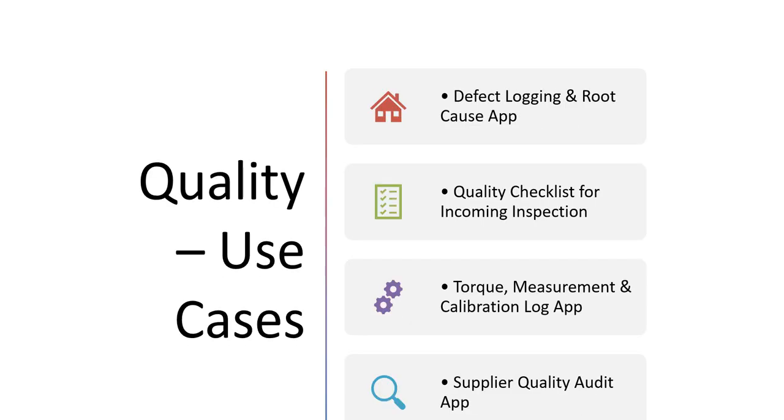Quality, defect logging and root cause, we can do as a small app. Quality checking, we can do as a small app. Calibration, supplier quality audit app. But unfortunately, you cannot share it with the suppliers. The supplier app cannot be shared. The app can be shared within your Daimler team. These are just some examples of where this app can be used, department wise.